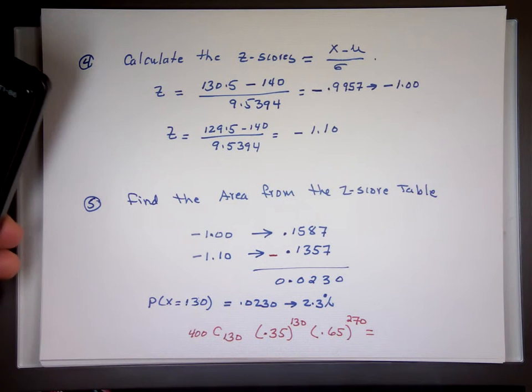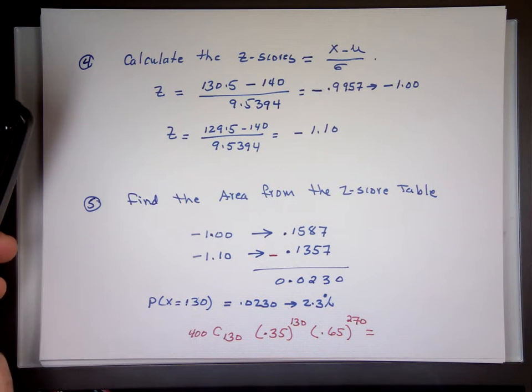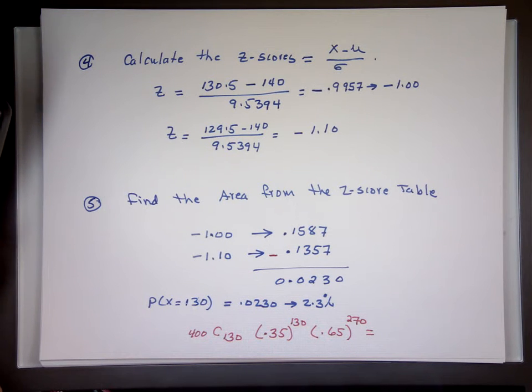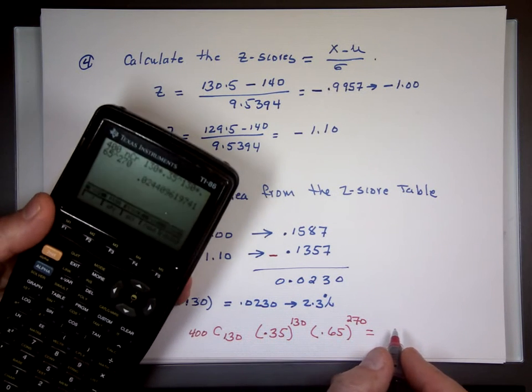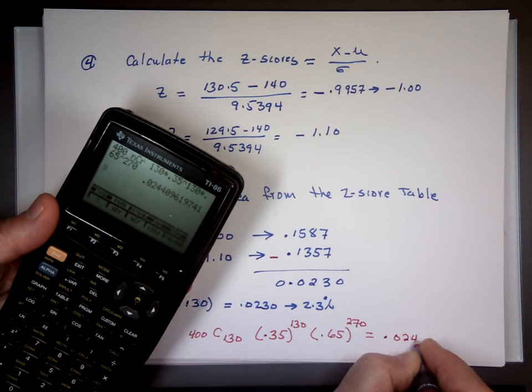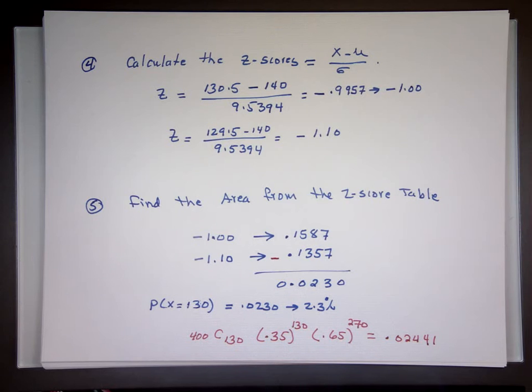On the calculator: 400 nCr 130 times 0.35 to the power of 130 times 0.65 to the power of 270. Mine took a few seconds. It gives roughly 0.0441, so we're a little bit off. This is the exact value, and that's the approximation.